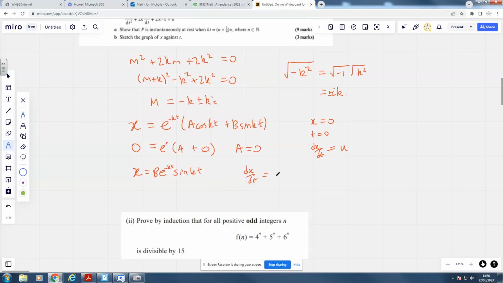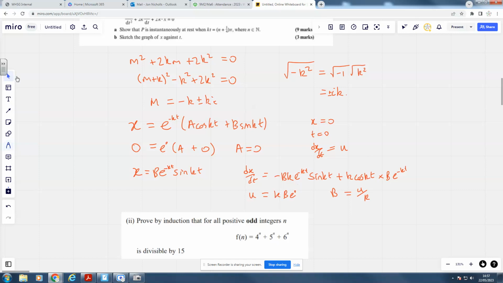Less work anyway. You're going to get minus bk e to the minus kt multiplied by sine kt. And then when you differentiate the other side, you're going to get k cos kt times by b e to the minus kt. And I'm just going to plug things in again. So this is u when t is 0. Now t is 0 totally wipes out that term. T is 0 here makes cos 0, which is 1. So you end up with k b e to the 0. Well, that means, of course, that b is u over k.